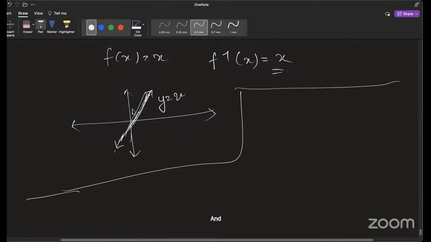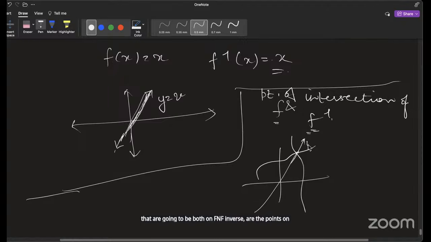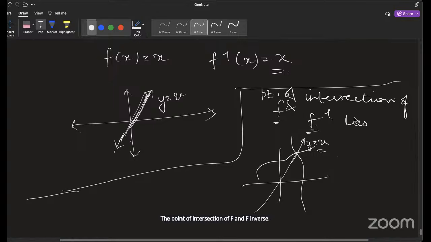And so what happens is you know that this is reflected about this point, and the only point that lies on both f and f inverse. So if you talk about the point of intersection of f and f inverse, then the only points that are both on f and f inverse, that means if you have this as f and this as f inverse, are the points on this line, y equals x. So the point of intersection of f and f inverse lies on the y equals x line.